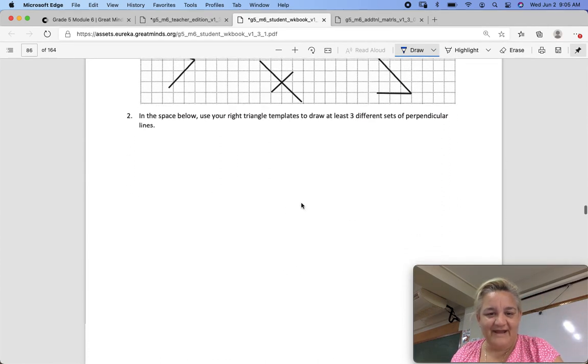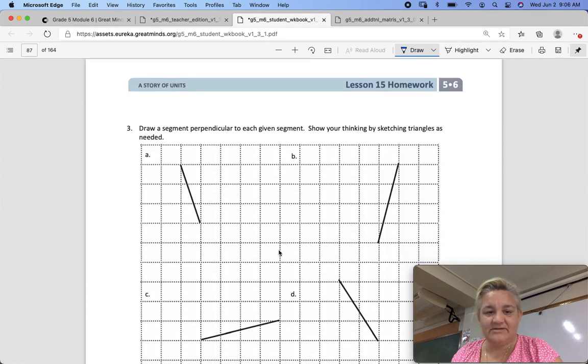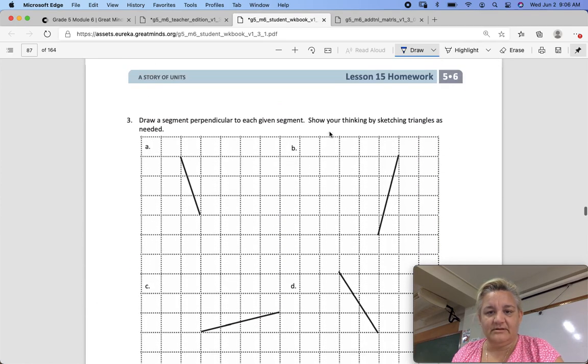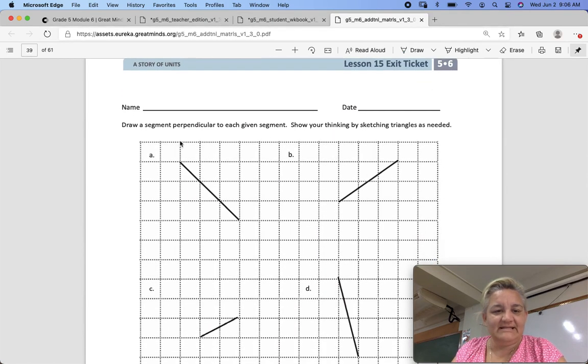And draw your right angles. Use a ruler. Make a straight edge. Don't just hand draw it. We will send it back to you. There's your lesson 15 homework. And your lesson 15 exit ticket, perpendicular. Make sure that you are drawing perpendicular lines. Cross them at a 90-degree angle. Make sure that they're perfect.